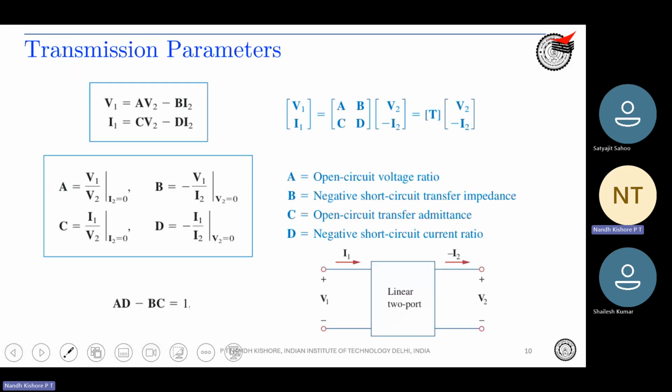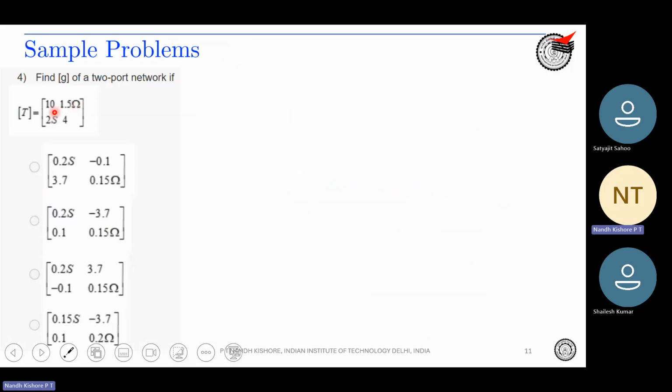In an ABCD network, A would be V1 by V2. So A is just the voltage ratio, right? A is V1 by V2, whereas B is actually minus V1 by I2. So it's a V by I relation, which means it's going to be in ohms. B would be in ohms. Then C is equal to I1 by V2. That means it's going to be in the unit mho, or Siemens, correct? And D is again a current ratio, so it is dimensionless, no unit. So seeing the unit also, you can understand its ABCD parameter.